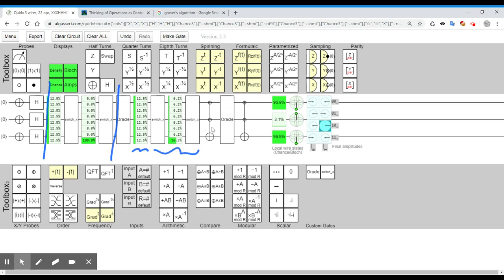Okay. And then we have this, which is basically what it means. I've been thinking about this for a while. Let me get some water.